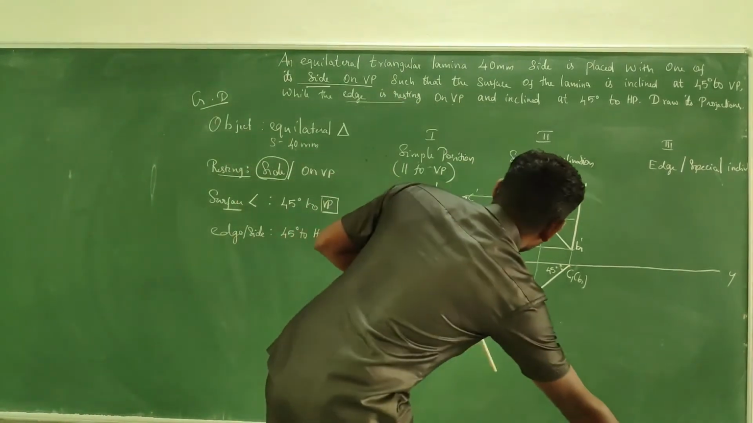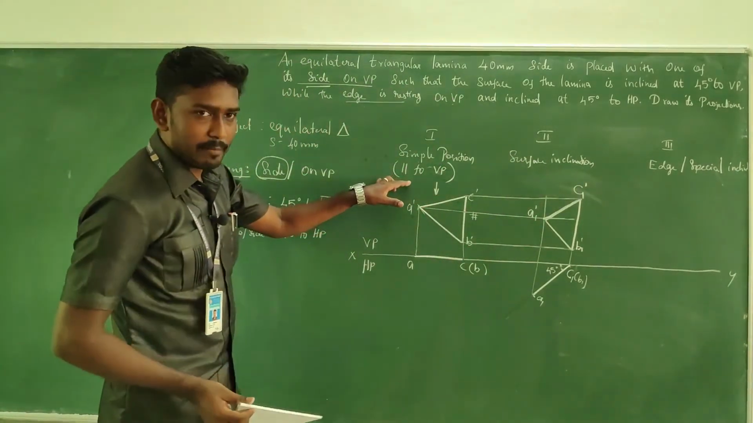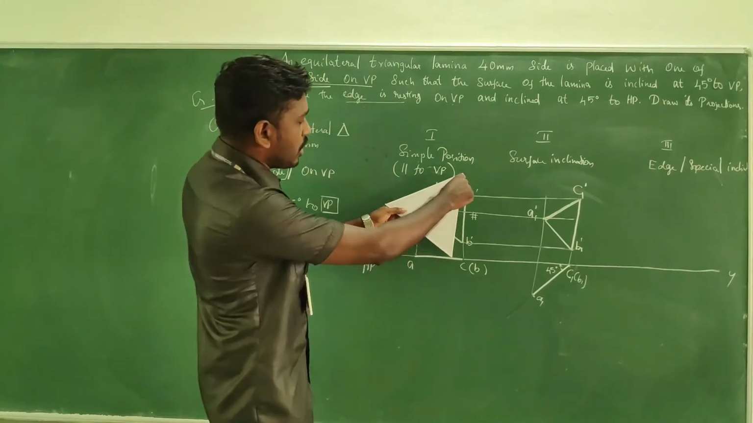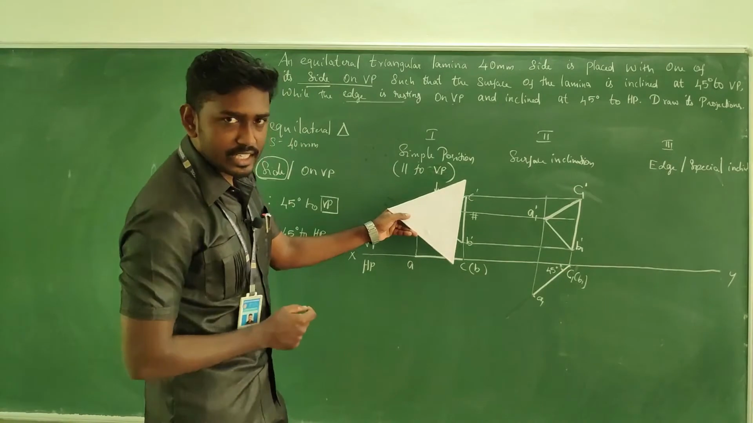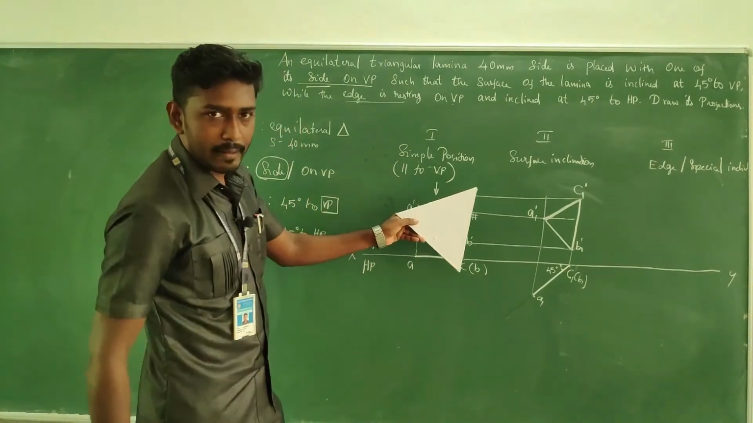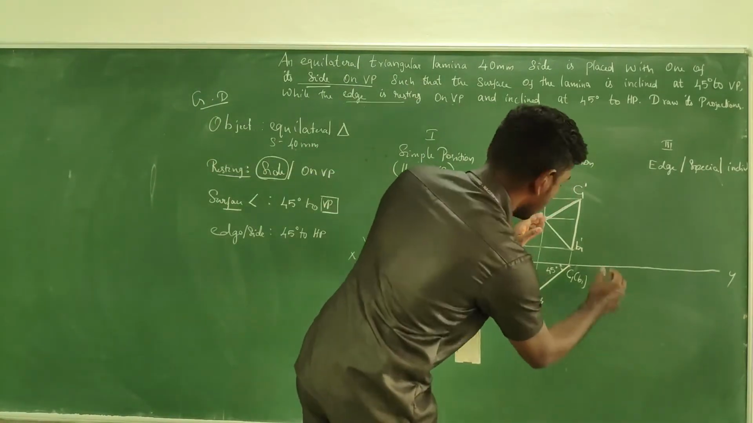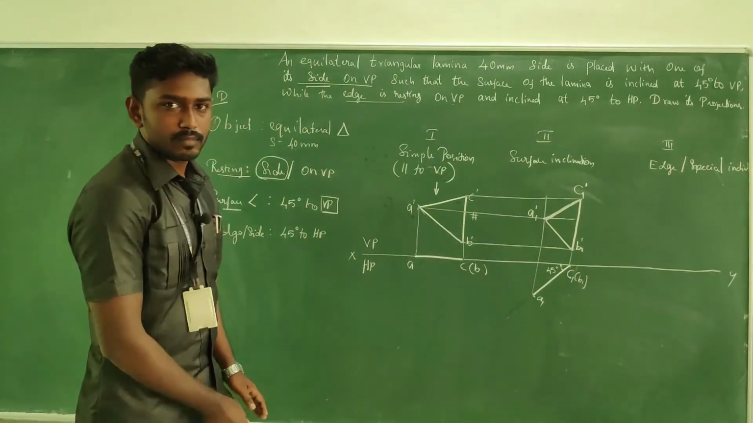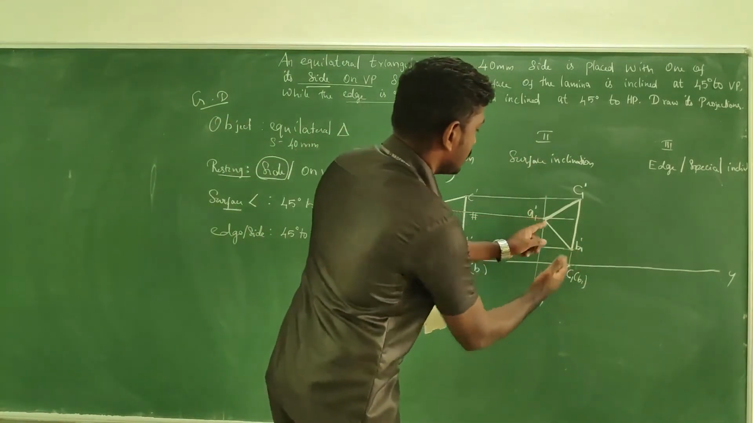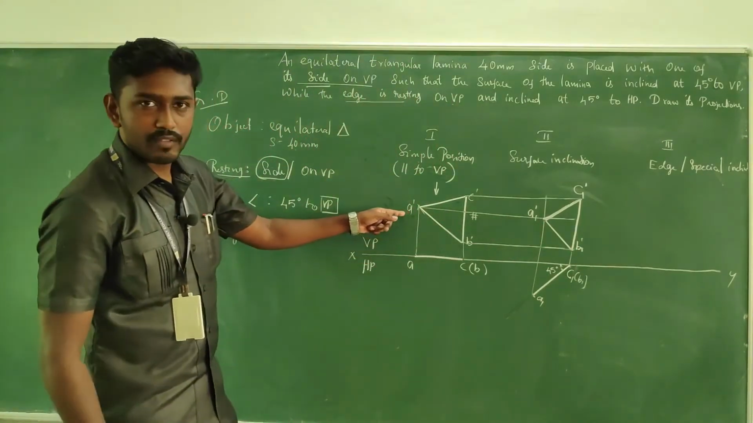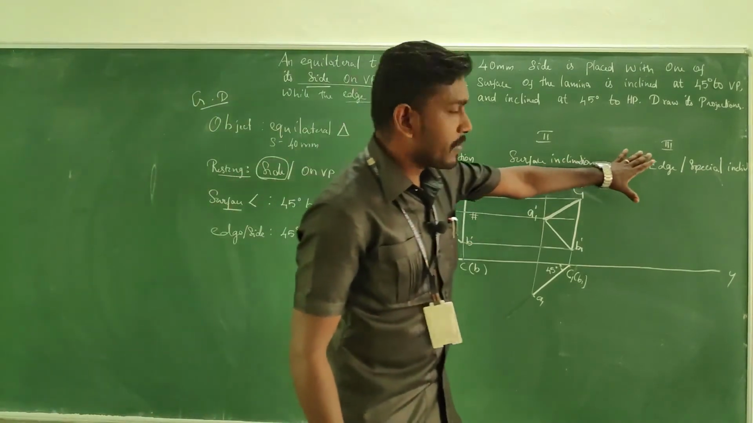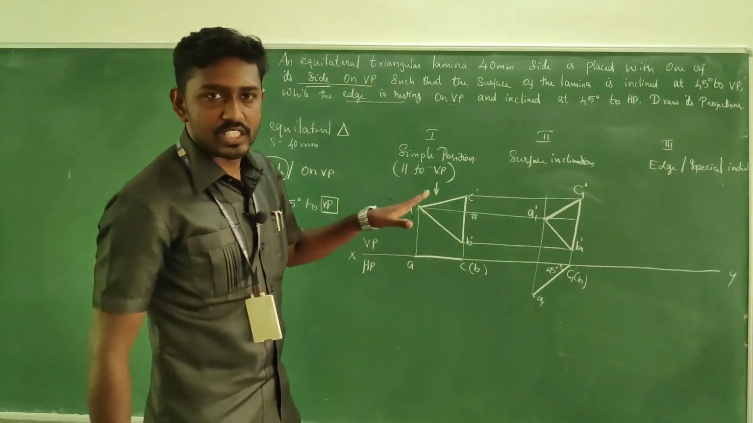When we keep the object parallel to VP, we got the true shape of the object in the front view. When it is tilted to the angle of 45 degree, the image is just skewed. See, the true shape is skewed when compared with the previous one. Fine. So come to the final stage, edge or side inclination.